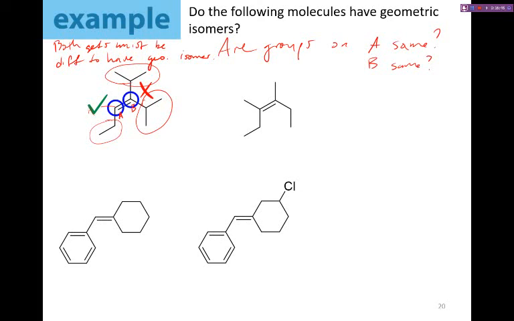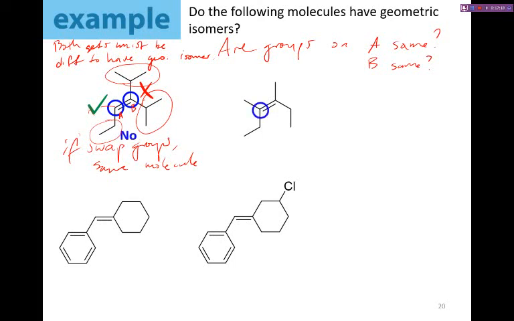And the reason why, or rather, I guess you could test it out. You could try and rotate the groups on either side, swap places, and you'll end up with the same molecule. So if we swap the groups, we get the same molecule. In other words, it's identical. Let's try the next one.